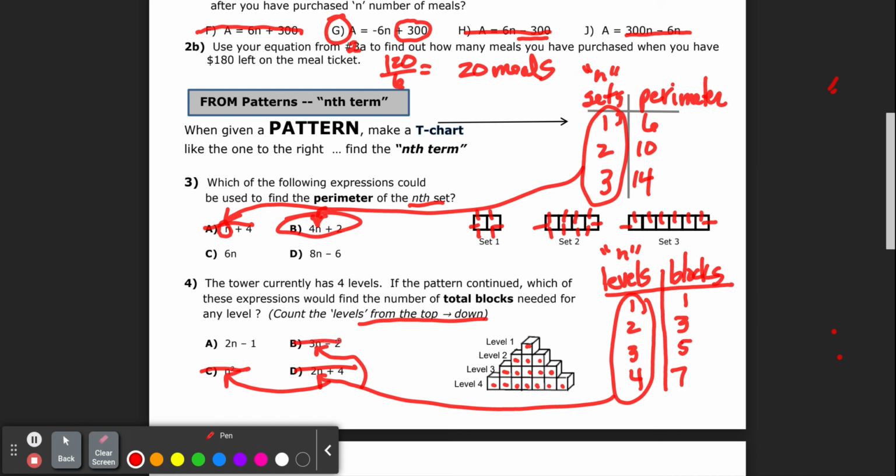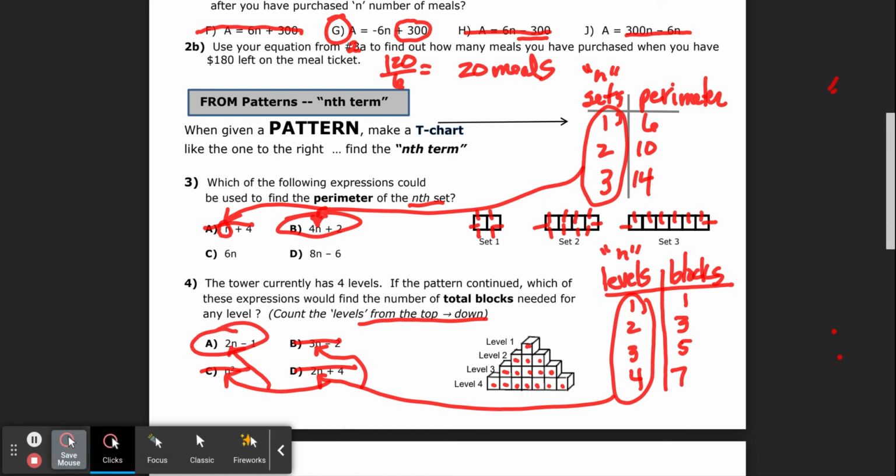All right. So now we're going to try right there. 2 times 1 is 2, minus 1 is 1. 2 times 2 is 4, 4 minus 1 is 3. 2 times 3 is 6, minus 1 is 5. And 2 times 4 is 8, minus 1 is 7. So bingo. That is the one that we want.